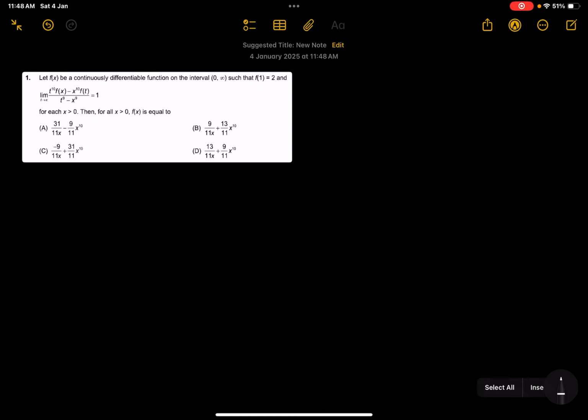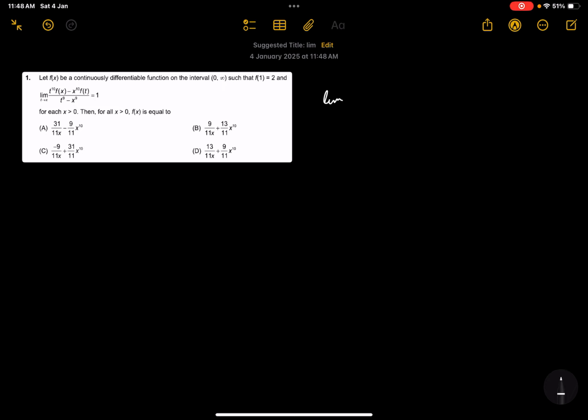Let's see. We have question 1 of JEE Advanced 2024 Maths paper 1. So the limit question. What we'll do is try to get something in the numerator which can easily be solved. We can apply L'Hopital's rule, I think, directly.